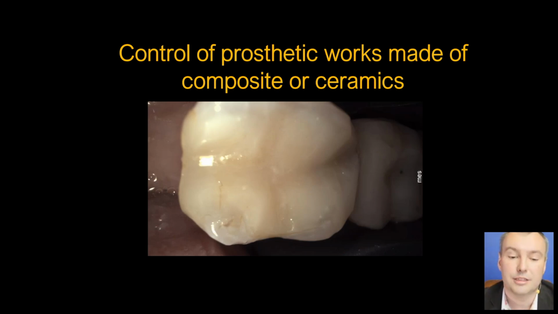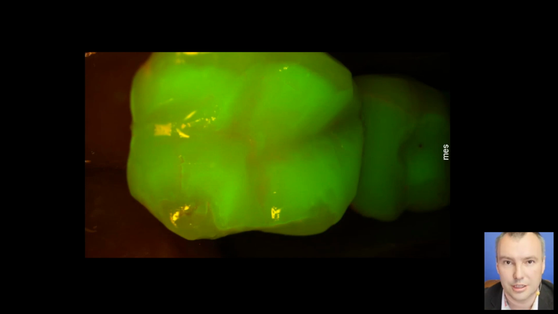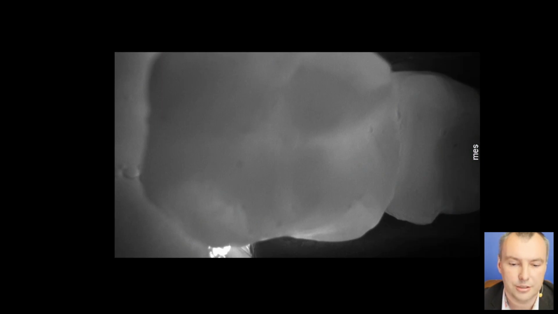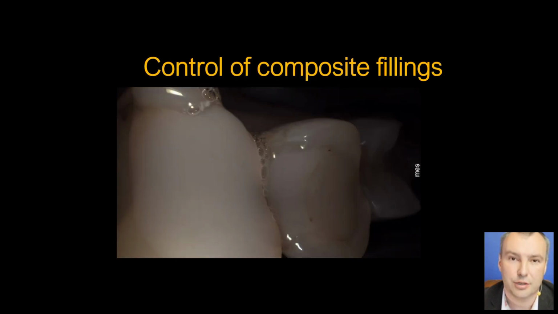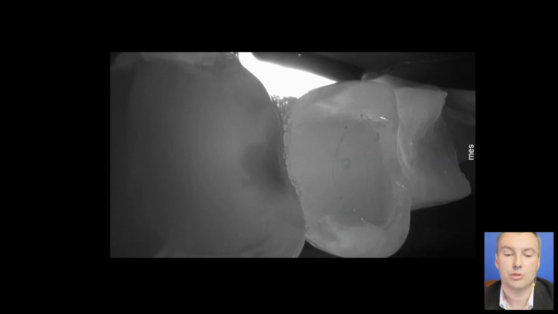Okay, we can make, as we discussed before, some control of prosthetic works, like in this case an overlay made only from composite or ceramics. We can control composite fillings and see if there is some problem underneath, especially in class 2, where it will also be visible. It can be problematic when the filling is very thick, more than 4 millimeters, or we should also remember that sometimes we can get a glass ionomer lining under the filling, but it looks, of course, different than caries.